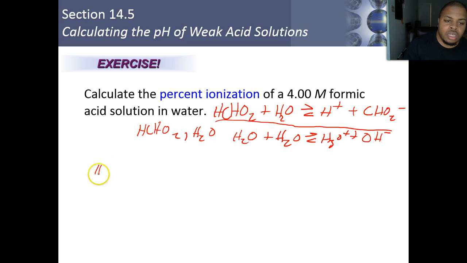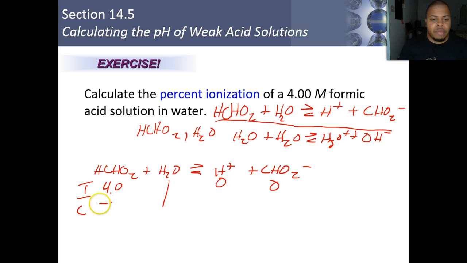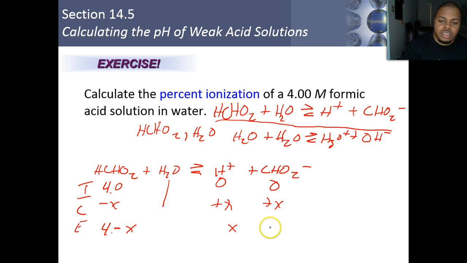So my reaction, HCHO2 plus H2O yields H plus and CHO2 minus. If we know we're starting off with 4.0 molar, water is constant, and the products start at 0 and 0. We know that the reaction is going to shift in that direction. So minus X, plus X, plus X. Equilibrium is going to be 4 minus X, X, X.